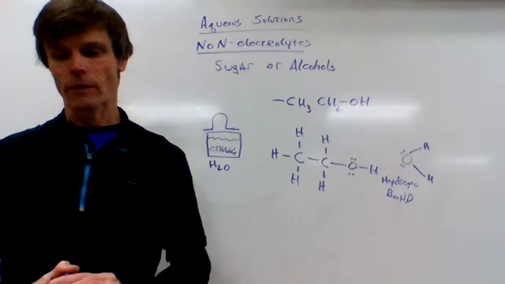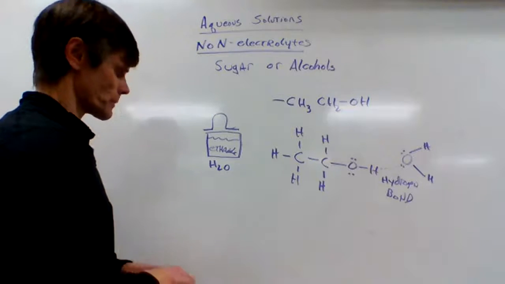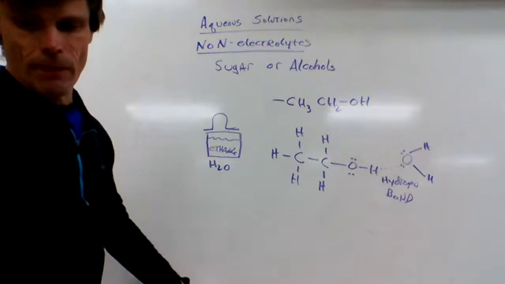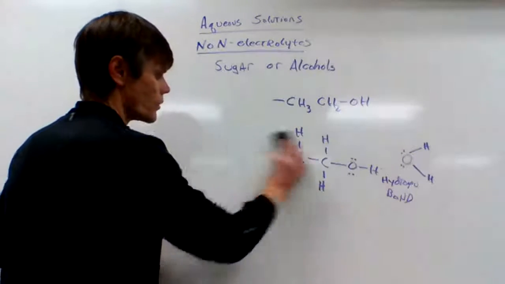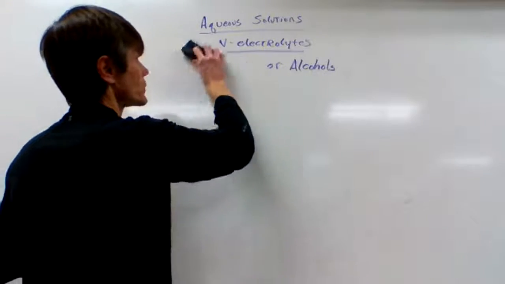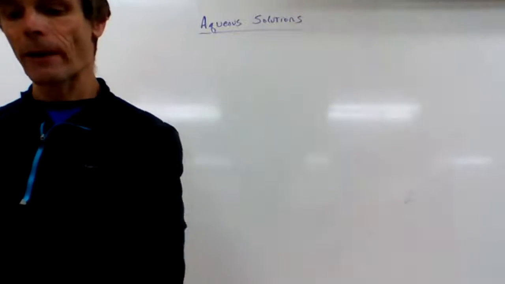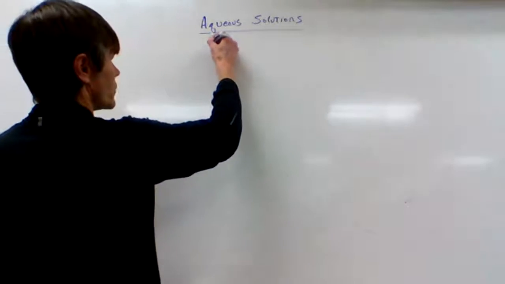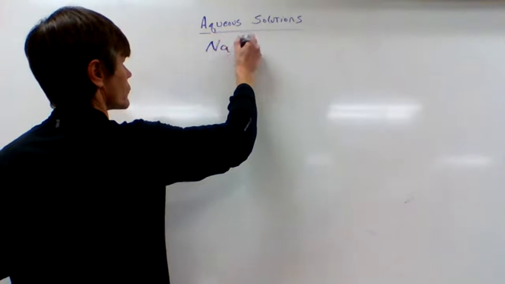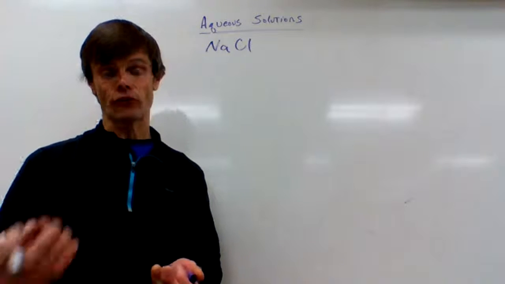Non-electrolytes. So let's just review what we discussed a few minutes ago. All soluble ionic compounds are electrolytes. Let's go through a few examples. As we showed, sodium chloride, table salt. Table salt is a strong electrolyte.